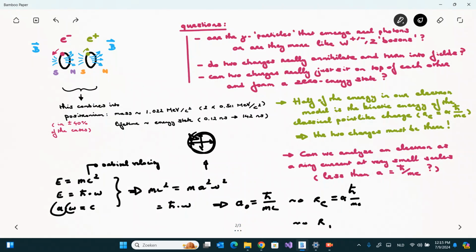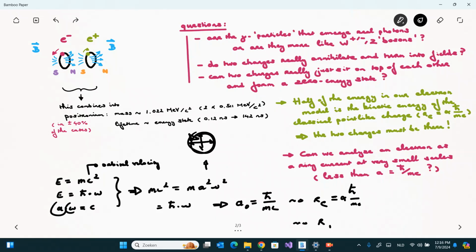In some cases they do form an unstable positronium, should call it a particle. About 10% of the cases actually, with a mass that is just over 1 mega electron volt, which is not enormous. It's 2 times the equivalent mass of the electron, and a lifetime or an energy state that decays very quickly, between 0.12 nanoseconds and up to 142 nanoseconds.